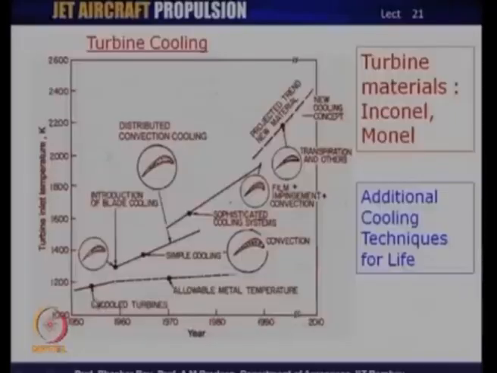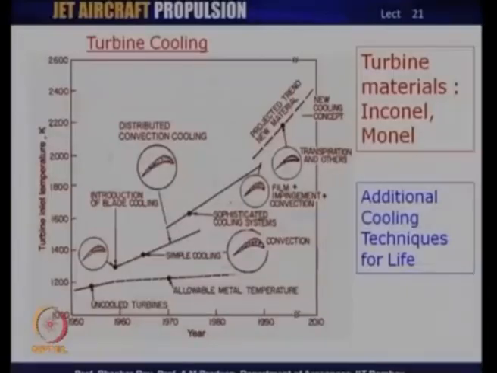What it shows is that in the early years, the turbine blades were indeed uncooled. They were made of so called high temperature materials, which are typically inconel and monel. These are nickel based alloys, which have been used for gas turbines for over the last 50 years. These were used without any cooling technology in the early years, and that allowed one to go up to something like 1150 to 1200 degree Kelvin, but after that these blades would not survive.